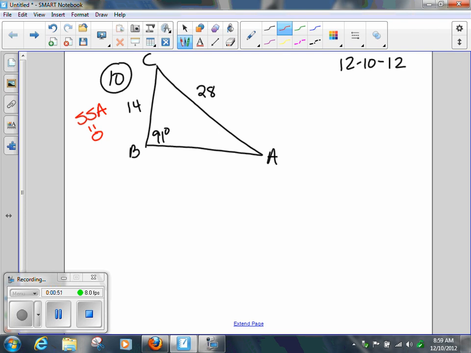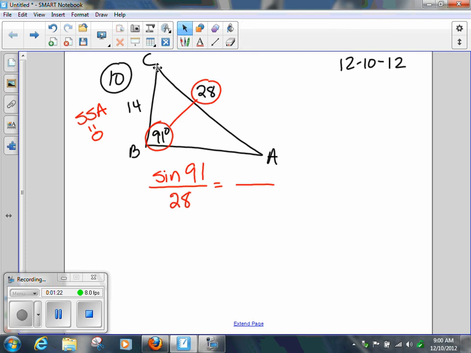So why? Well, if you remember, if you have an angle and a side across from one another, tied together, if I'm able to tie anything together, what do I use? Law of sines, law of cosines? Law of sines, okay? That means I'm going to use sine of 91 over 28. And then what angle must I find? Why? Because I have the side opposite angle A. So I'm going to have sine of A over 14.